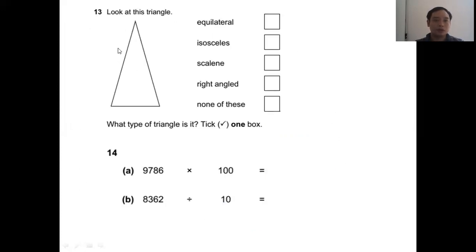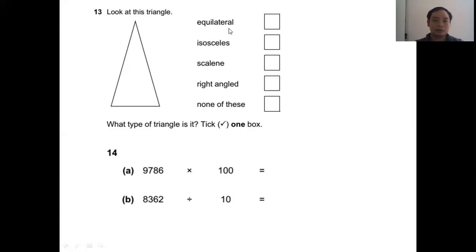Question 13. Look at this triangle. So this is the triangle. What type of triangle is it? Tick one box only. So here you have the choices: equilateral, isosceles, scalene, right angle, none of these.